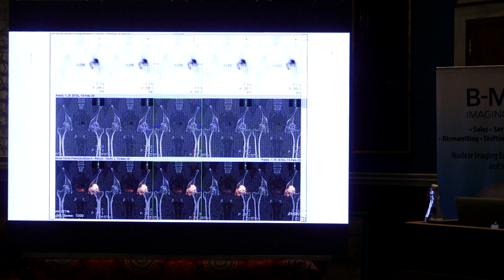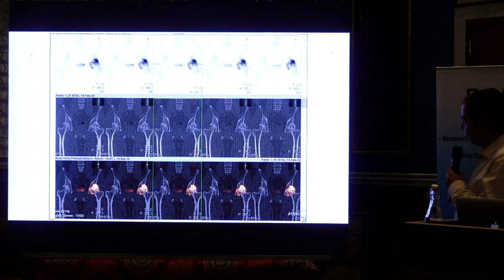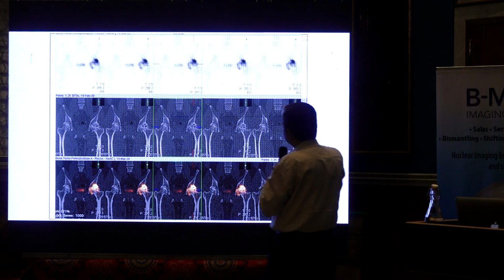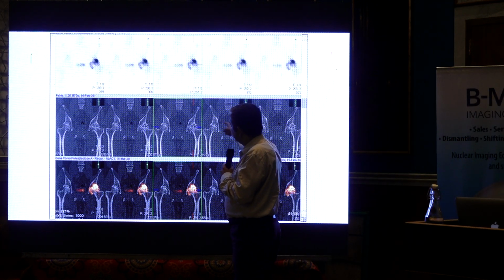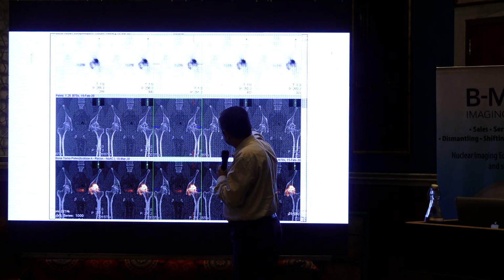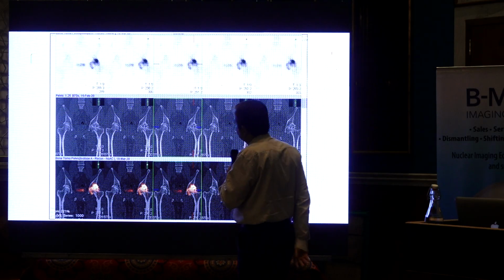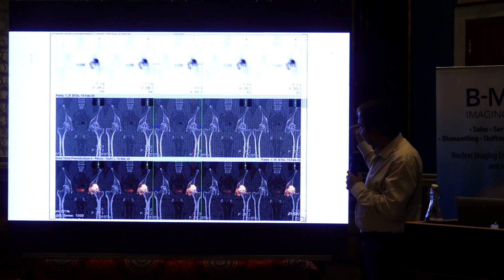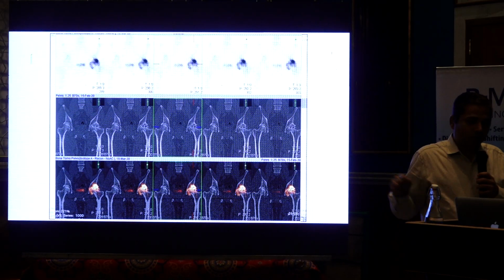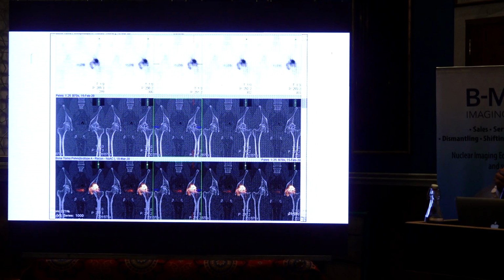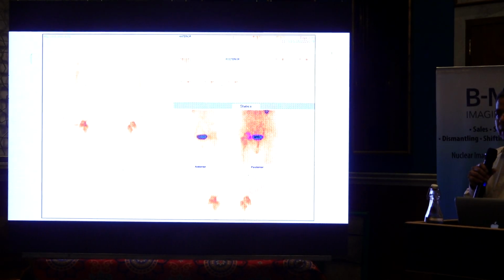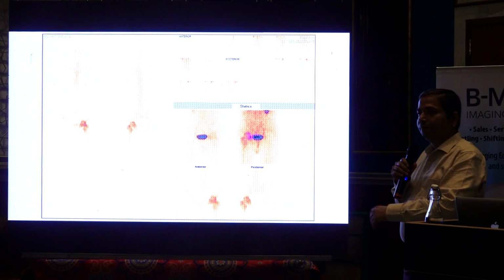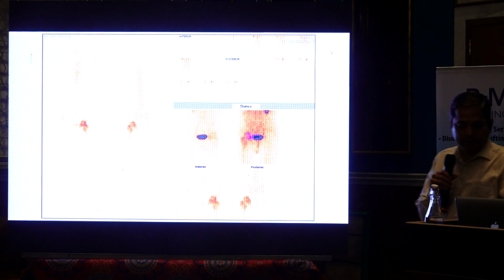The SPECT CT showed that the uptake is mainly in the region where we see some subchondral sclerosis. There is even loss of the joint space. The contour of the head is also a little bit deformed. So this was a case of avascular necrosis of the hip and the shoulder joints. You see the images.